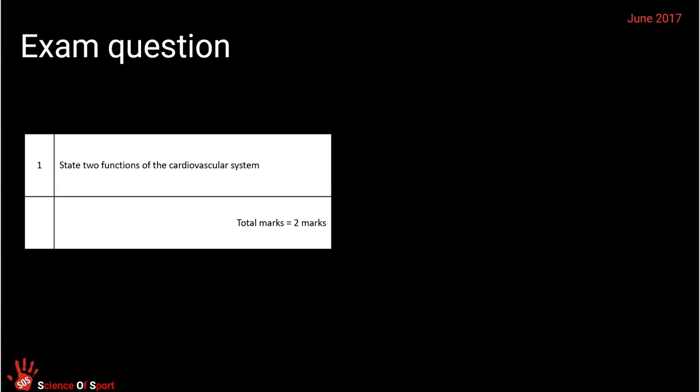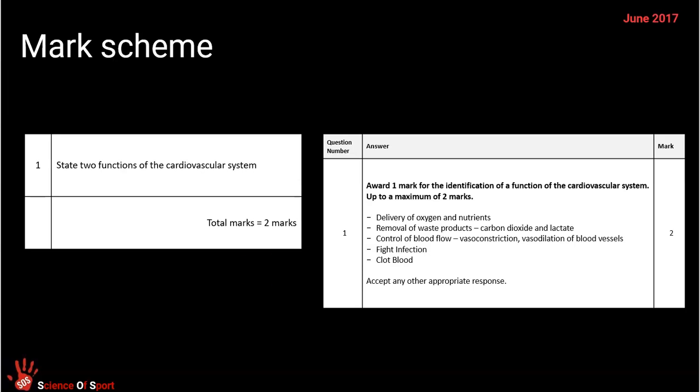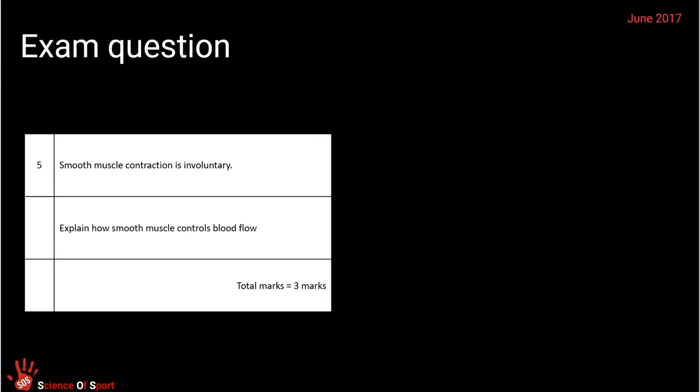So exam questions on this topic can come very simply. So here's a lovely, easy 2-marker, 2 functions. State just wants you to tell them, doesn't want any detail. State 2 functions of the CV system, and you get 2 marks for stating any of those. And those are the 5 I've just gone through. Lovely, easy marks.